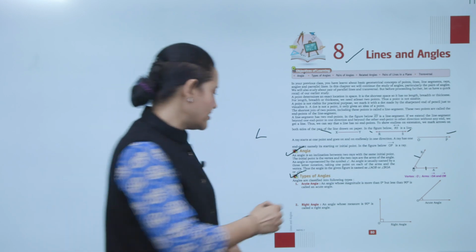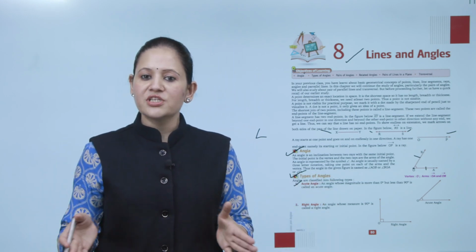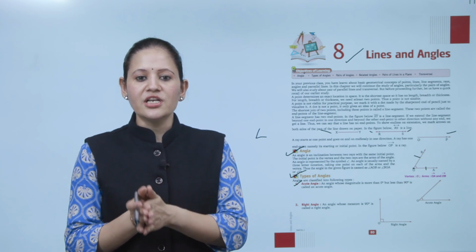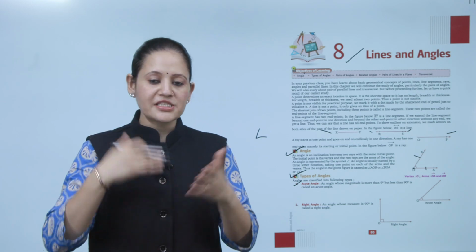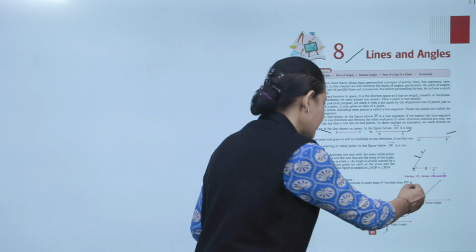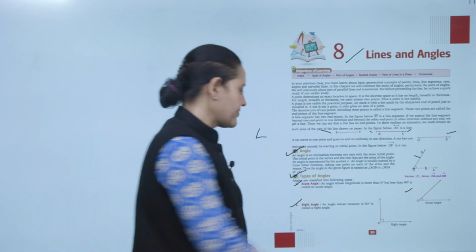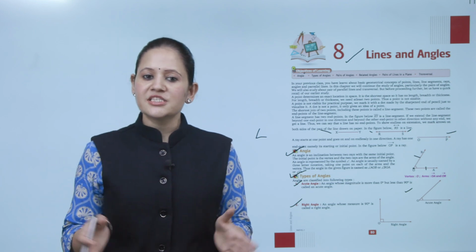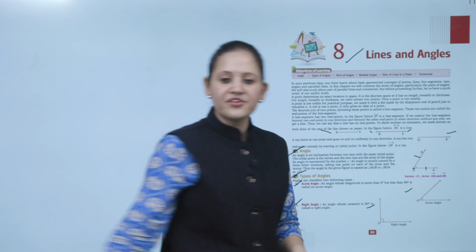First is acute angle. An angle whose magnitude is more than 0 degree but less than 90 degree is called an acute angle. ऐसा angle that is more than 0 degree, 0 degree से ज़्यादा हो पर 90 से कम, that is called acute angle. So, here it is an acute angle. Next is right angle. An angle whose measure is 90 degree is called the right angle. 90 degree angle को हम बोलते हैं right angle.